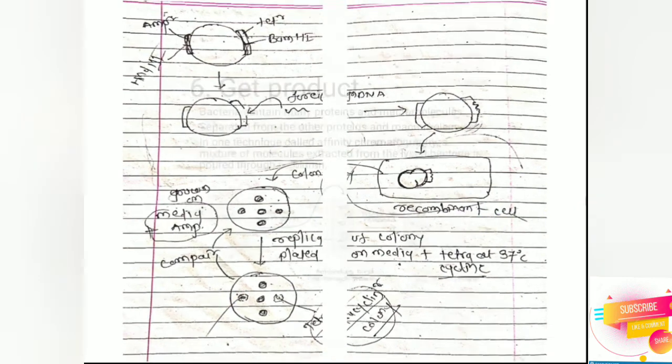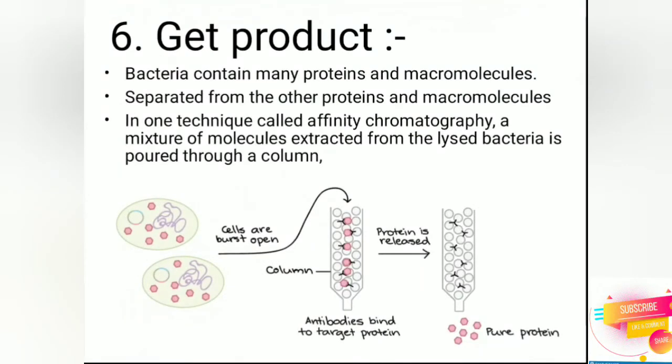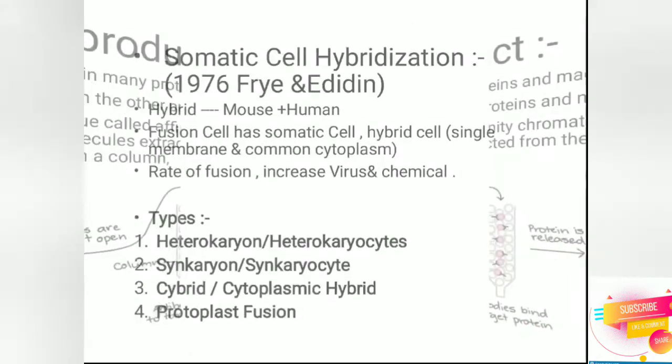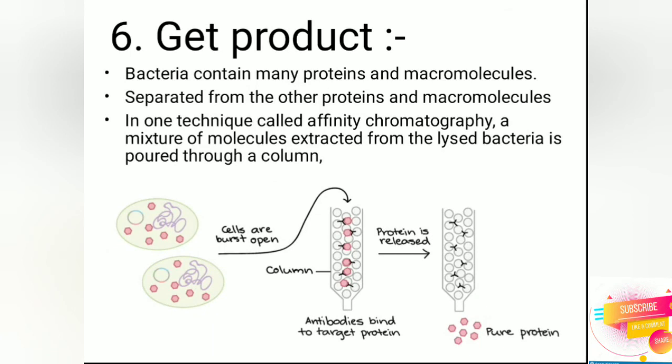Now we have a recombinant cell, and we want our product. So how do we get the product? Suppose our product is insulin or any protein. Bacteria contain many proteins and macromolecules, so we need separation from the other proteins and macromolecules. Our protein is present in the bacterial cell. This is a bacterial cell, and this is our protein, shown in red.